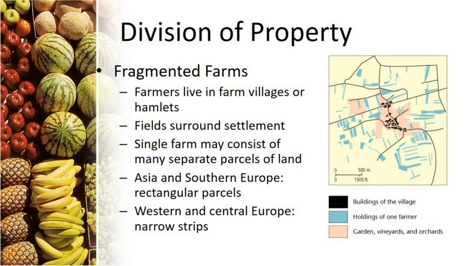So ultimately, we start out with the idea of fragmented farms, and so farmers would live in farming villages or hamlets, and the field surrounded the settlement, and you'd have single parcels of land, and any farm in particular may actually consist of several separate parcels of land. It depends on how it's divided, how it's been passed through families, things like that. In Asia and Southern Europe, you typically see rectangular parcels, and in Western and Central Europe, you tend to see narrow strips of land.